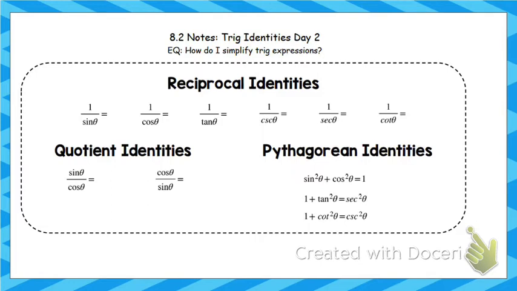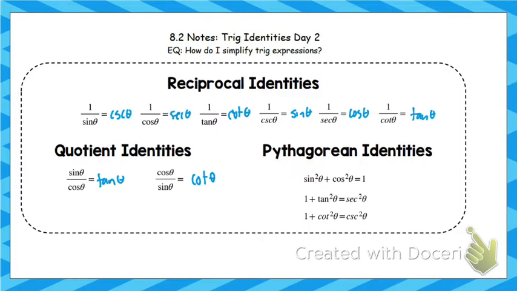But just a quick refresher on what these are. 1 over sine is cosecant. 1 over cosine is secant. 1 over tangent is cotangent. 1 over cosecant is sine. 1 over secant is cosine. And 1 over cotangent is tangent. Sine over cosine is tangent. And cosine over sine is cotangent.